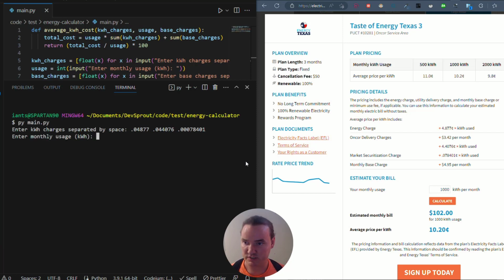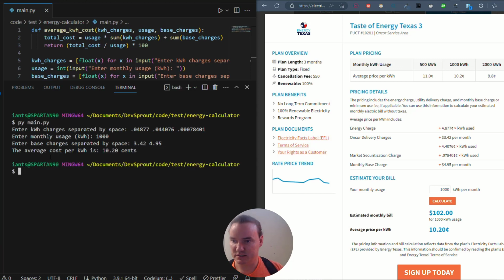And so we press enter, and the next thing it wants is the monthly usage. Well, we said that we're using 1,000 kilowatt hours in this month. And now it wants the base charges separated by a space. So the base charge here is $3.42. This is dollars, so we don't need to divide it by 100 or anything like that. A space, and then the next one is $4.95, which is that monthly base charge. So now if we press enter, it's going to tell us the average cost per kilowatt hour is 10.20 cents, which is exactly what they said here.